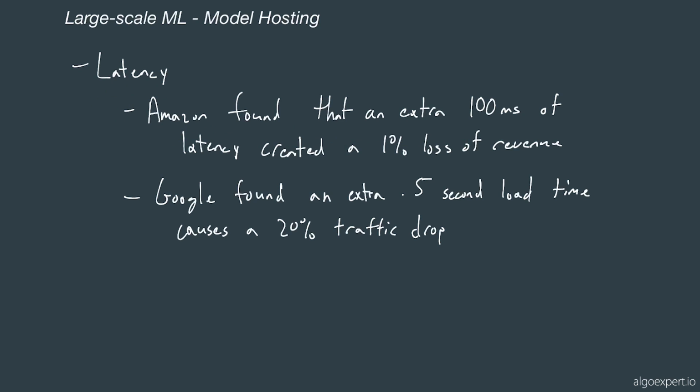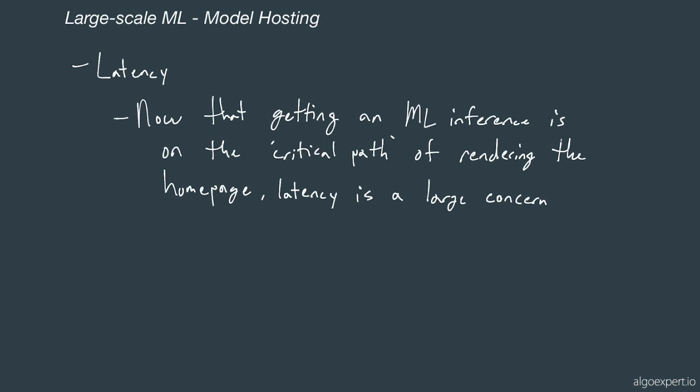Amazon found that an extra 100 milliseconds of latency created a 1% loss in revenue. Google found that an extra 0.5 second load time causes a 20% traffic drop. This equates to billions in revenue. So now that we're getting an ML inference on the critical path of rendering the home page, we're now contributing to those latency increases. So now we have to really concern ourselves with latency.